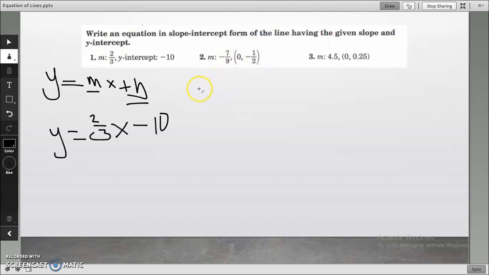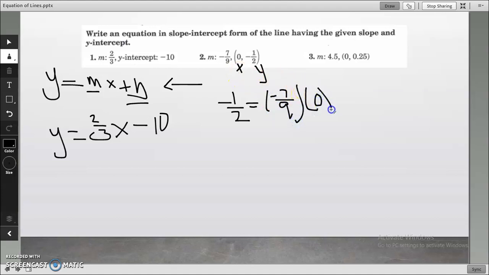So for the first one, again, I'm going to use this form here, and I'm going to find out what b is. So I'm going to plug in what values that I have. So I have x1 here, an x here, and a y here. So I'm going to plug those in. So my y is negative 1/2, equals my slope, which is negative 7/9, times my x, which is 0. And then I have plus b.